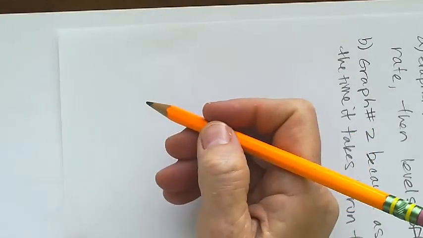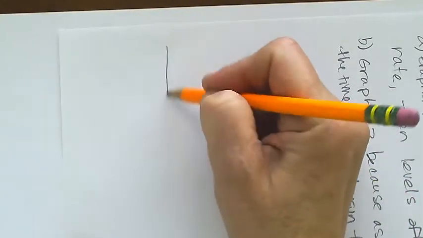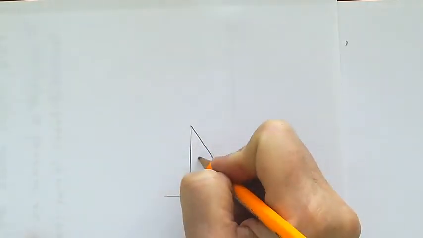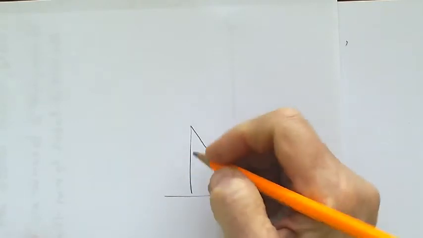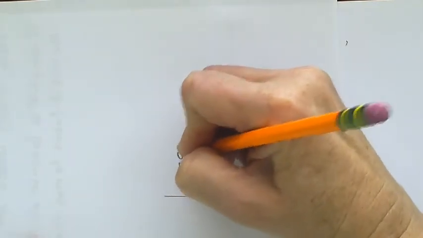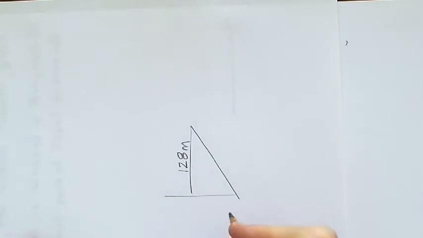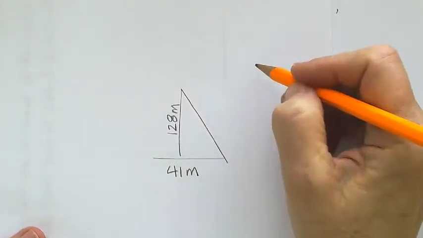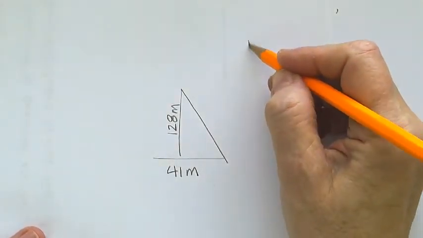Okay, we've got a model of the Eiffel Tower. Let's see, let me draw that a bit smaller. Okay, and it's 128 meters tall, 41 meters wide, and then they tell us that the real tower is 324 meters tall.